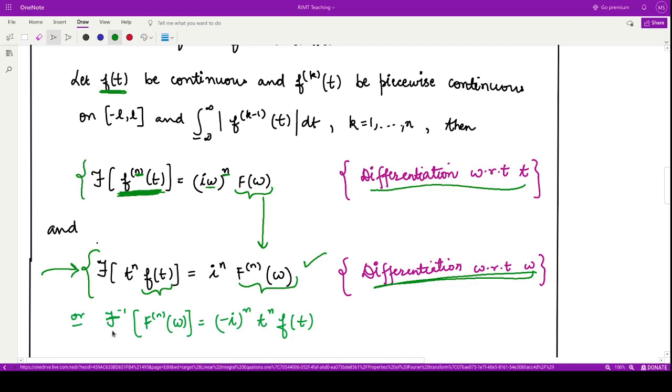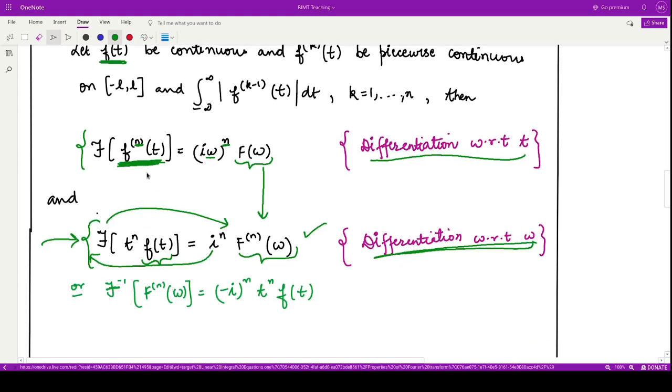So you have Fourier inverse of this function, you could shift this operator here, so it would be like this: Fourier inverse of this function is equal to, you could shift this iota to this side, so it would be minus iota raised to power n, t to the power n, f of t, right? So this is the differentiation property. We have generalized this property.